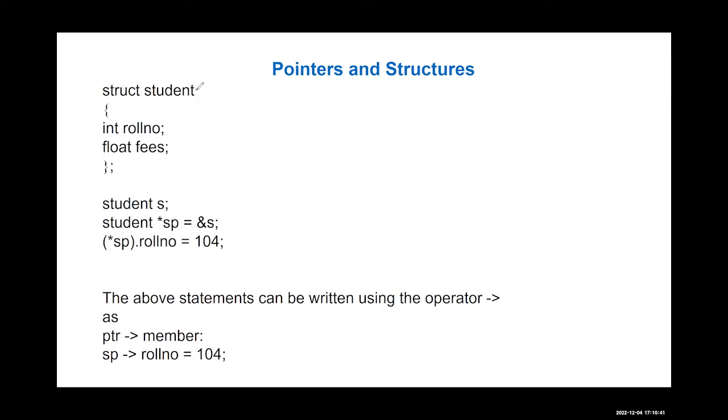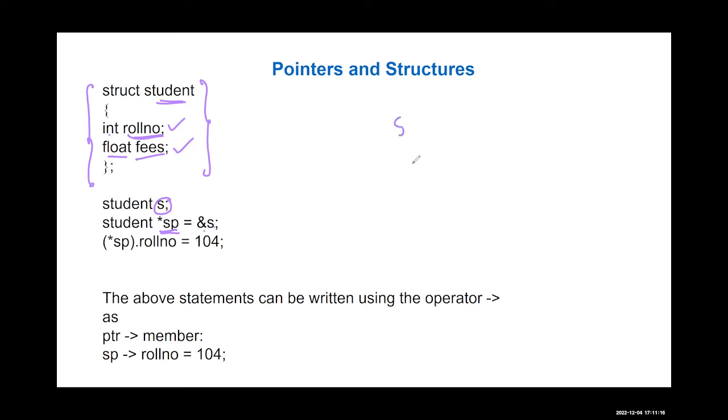Now we know that structure is nothing but a user defined data type, isn't it? I can have as many different types of data types in this, I can add, and I can create my own type of a data type. So here in the example you can see I have a structure whose name is student, then I have roll number of type int, then I have fees of type float. Now here I am creating an object s of type student. Next I am creating a pointer variable sp which is going to hold the address of s.